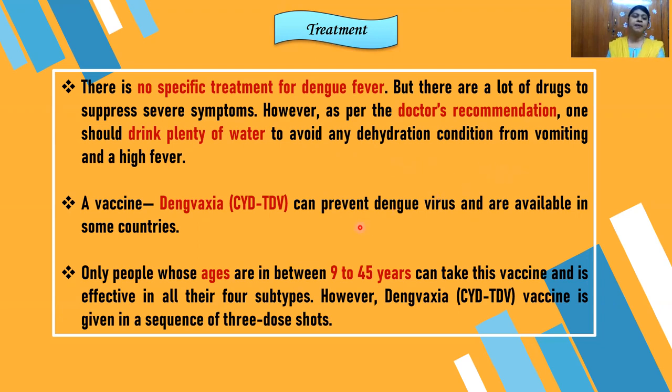A vaccine called Dengvaxia can be given, which can prevent dengue virus infection, and it is available in a few countries. It is given to people of the age group 9 to 45 years. This vaccine is effective against all 4 subtypes that we have just come across. It is given in a sequence of 3 dose shots.